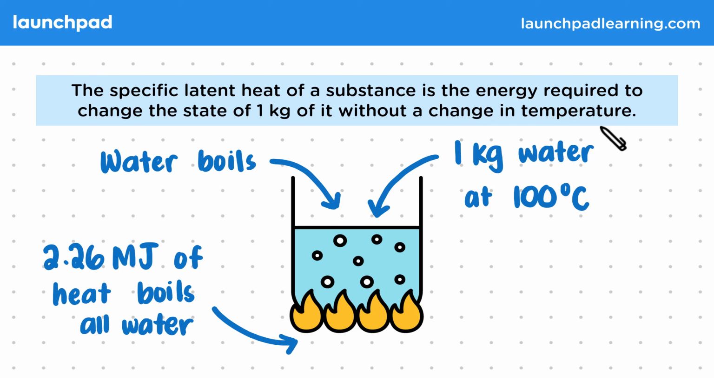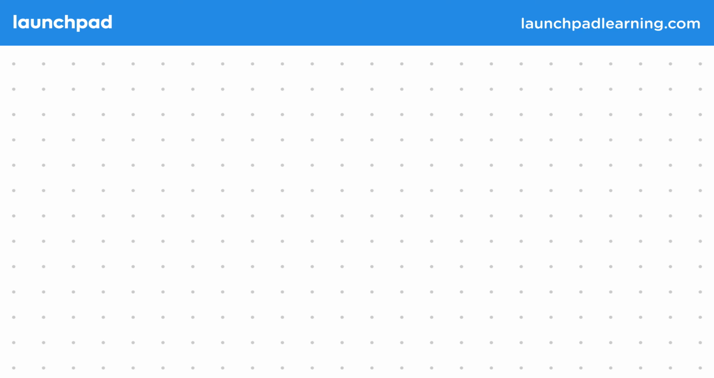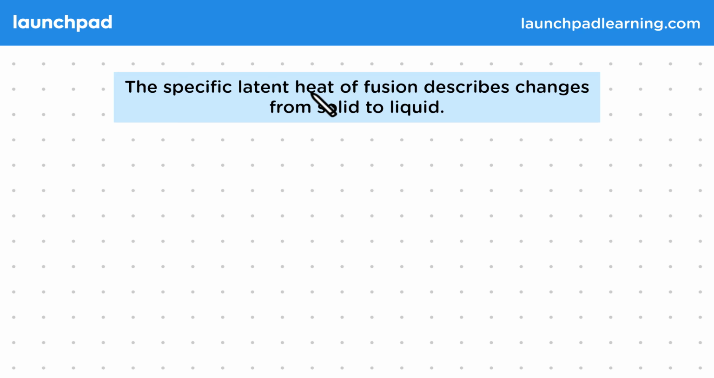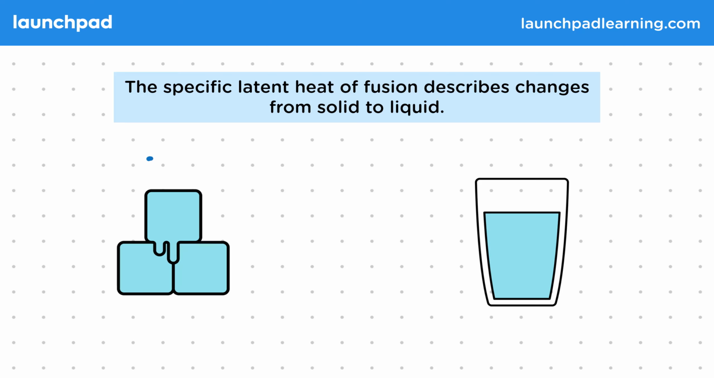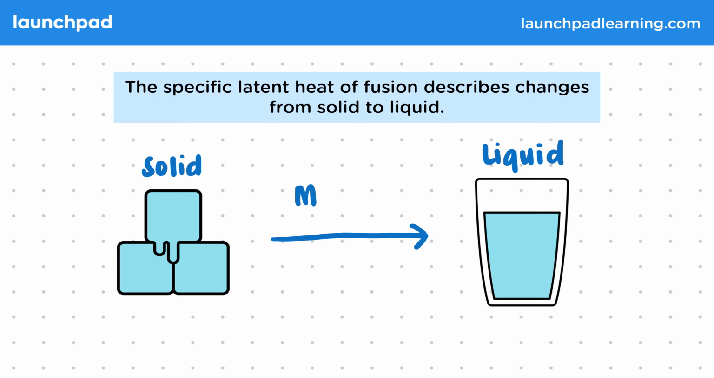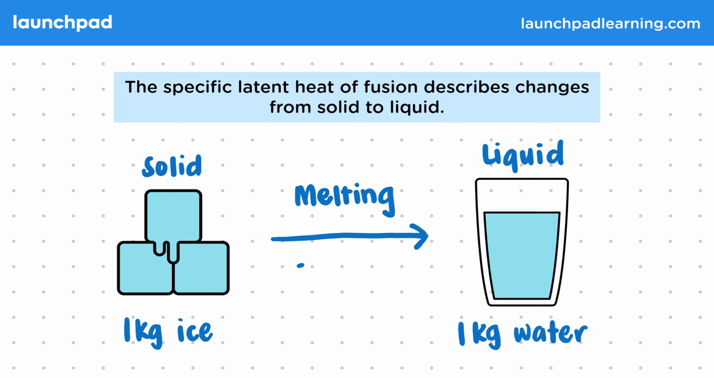So what are the different types of latent heat for different changes of state? The specific latent heat of fusion describes changes from solid to liquid. So in the case of water, that is solid ice into liquid water. So the specific latent heat of fusion of water is the energy required to melt 1 kilogram of ice and form 1 kilogram of water, which is 334 kilojoules.